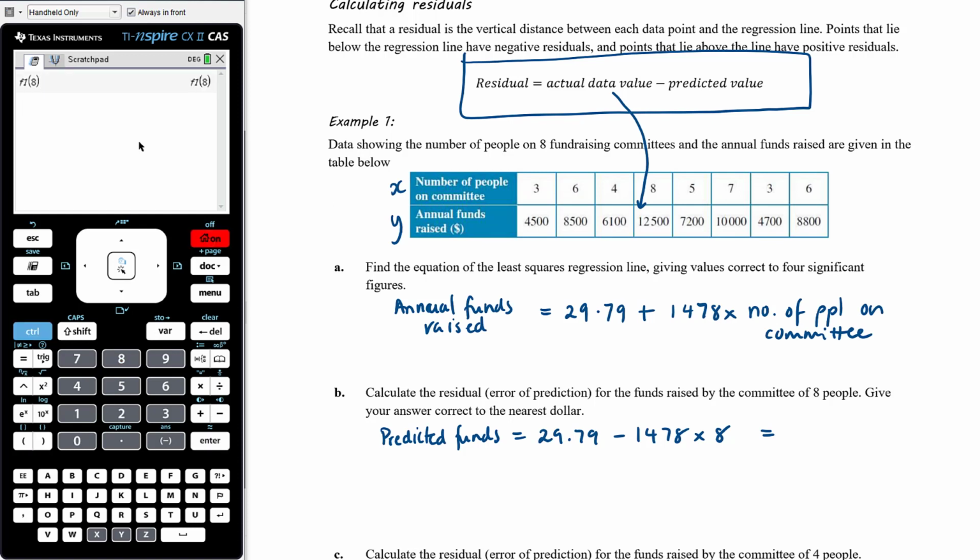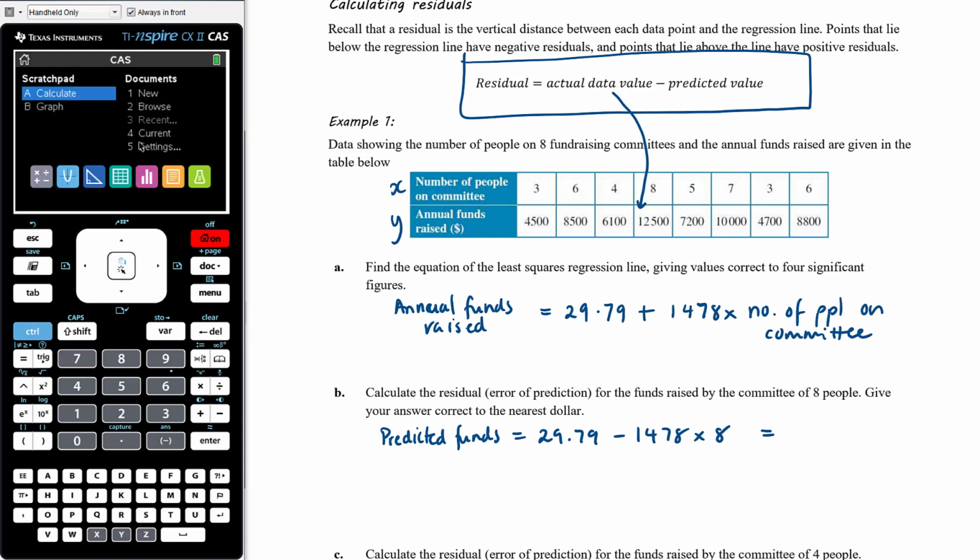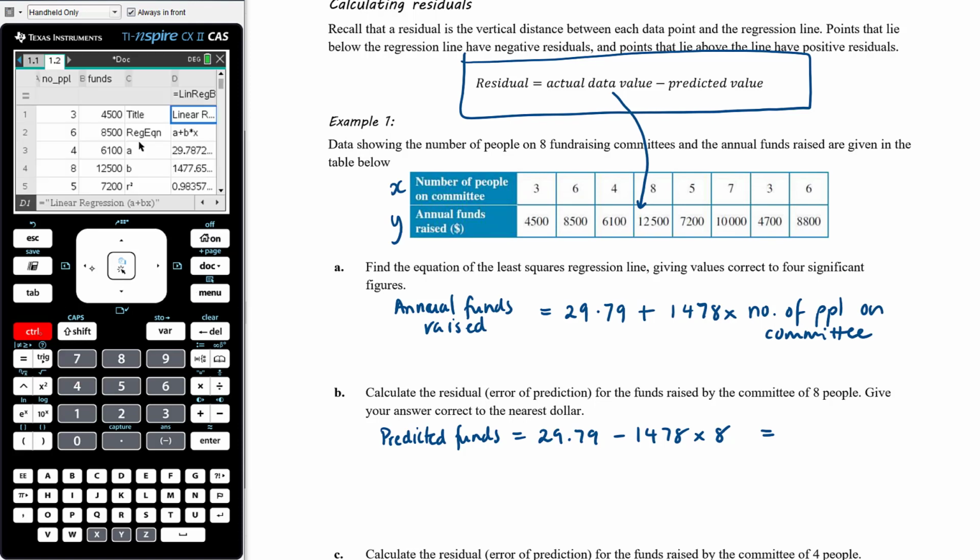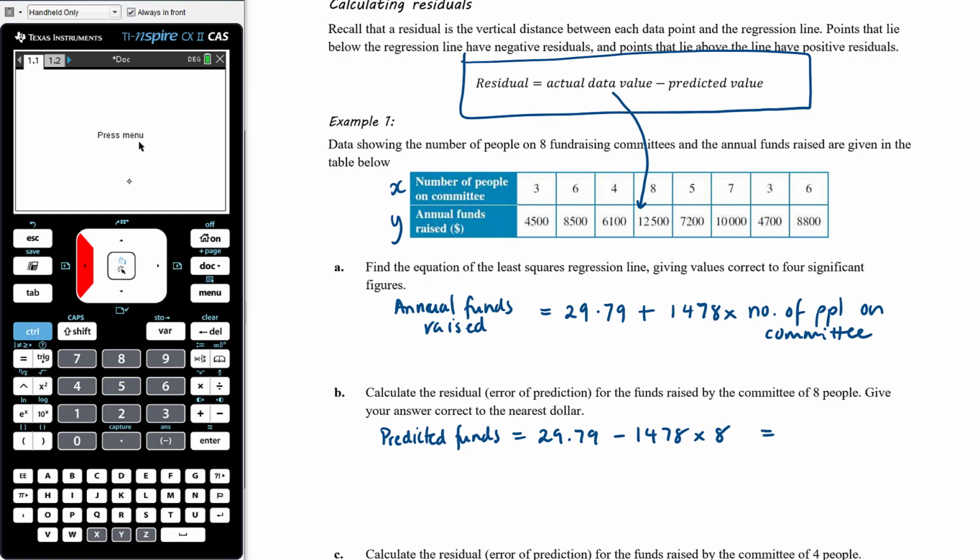Sorry, I went to the scratch pad. My apologies. Let me go back to my current document. Tab over here. Make that a calculator page. Right, sorry. So in the same document, f1 of 8 would use your regression equation.